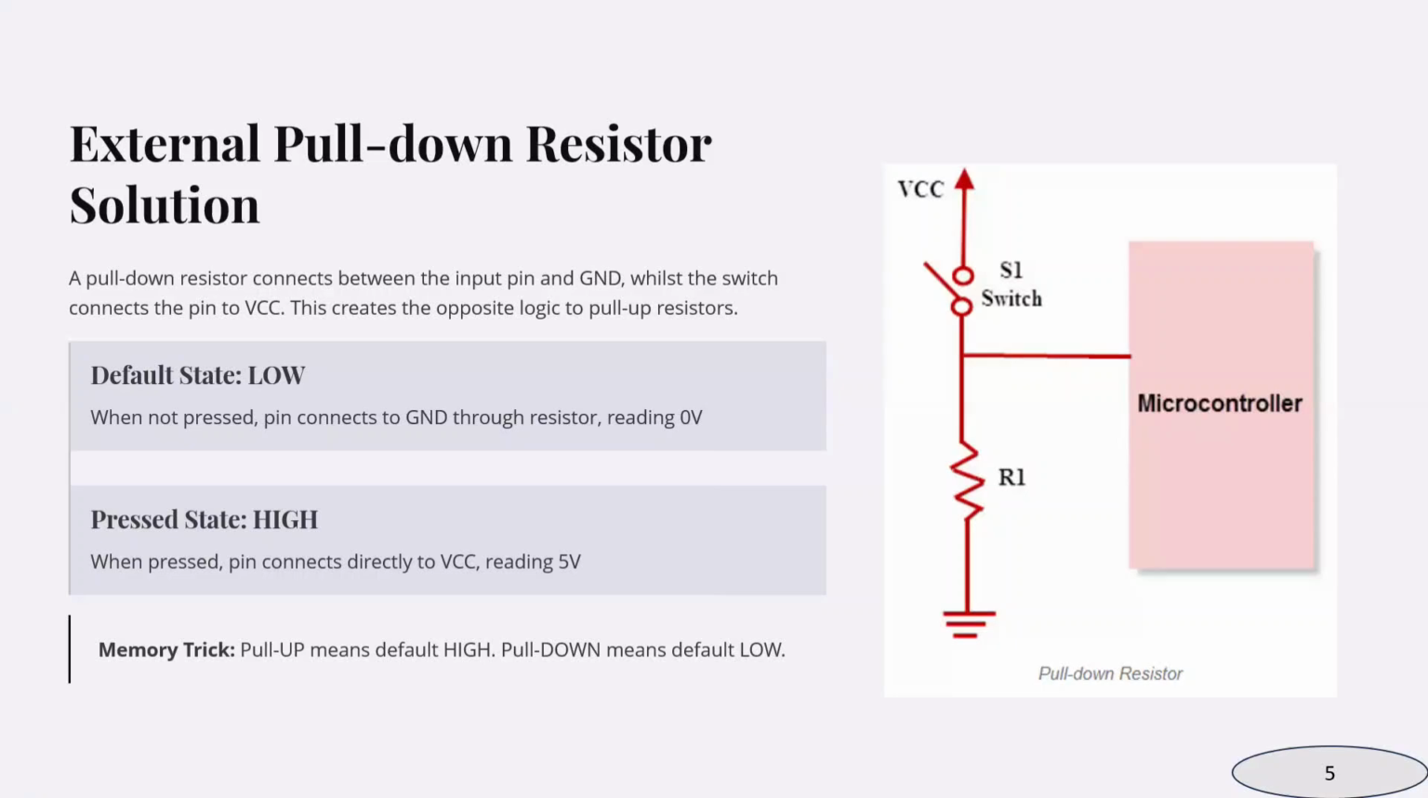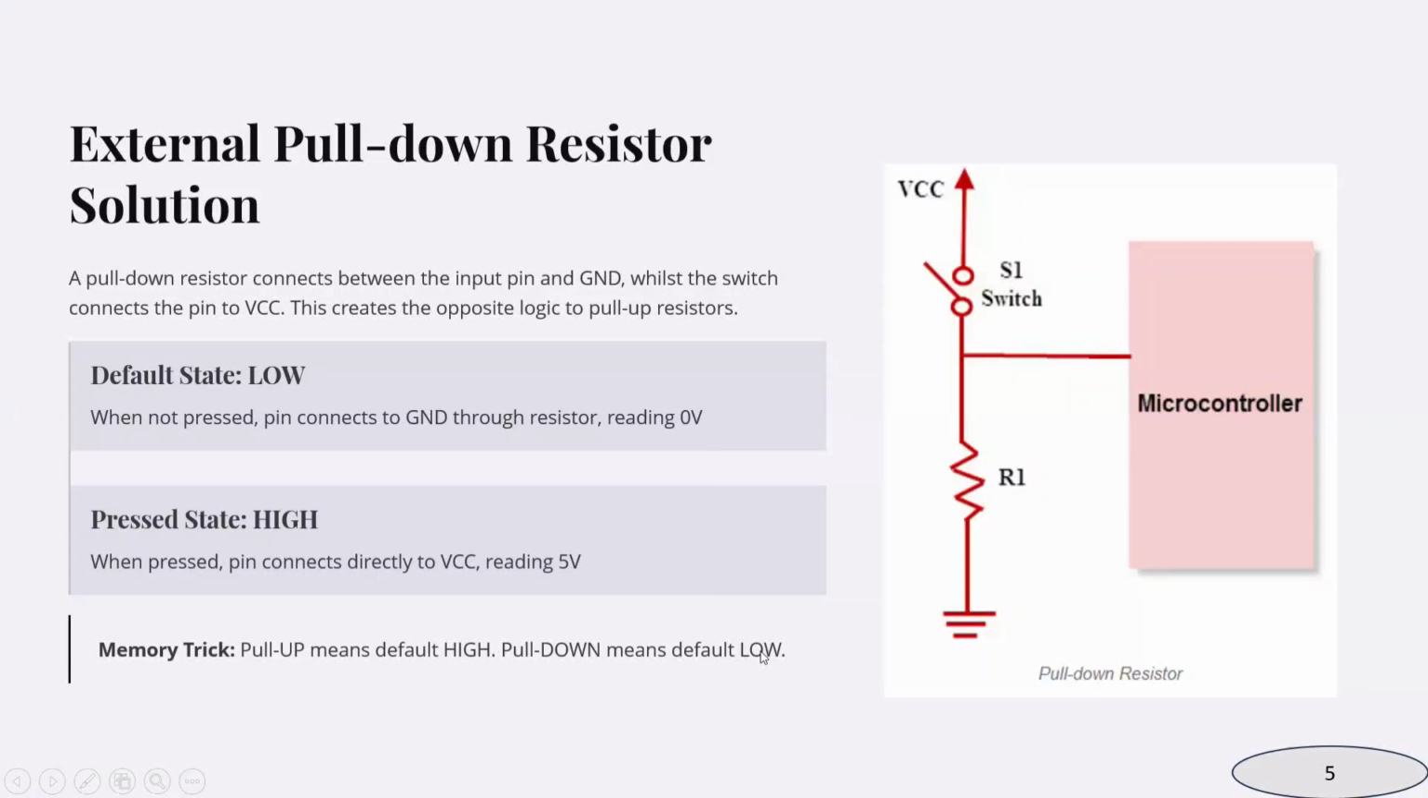Clear? Now, to remember this easily, you can say pull up means default high. That is, you can connect up and high together. Pull up means default high. Up and high. Pull up means high and pull down means default low. So you can connect down with low. Pull down means default low.